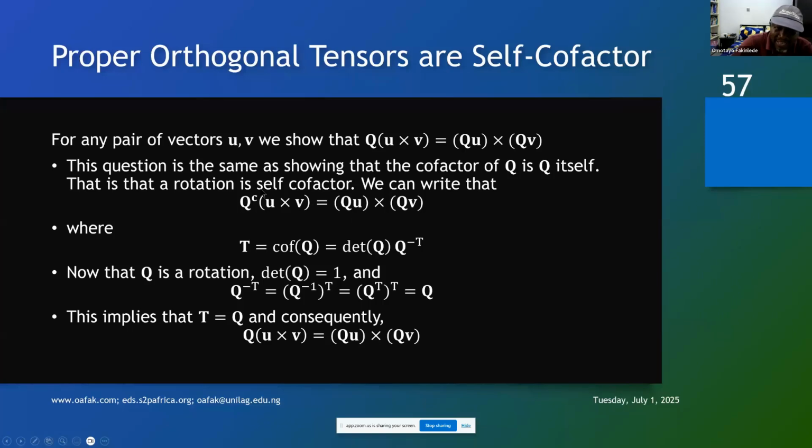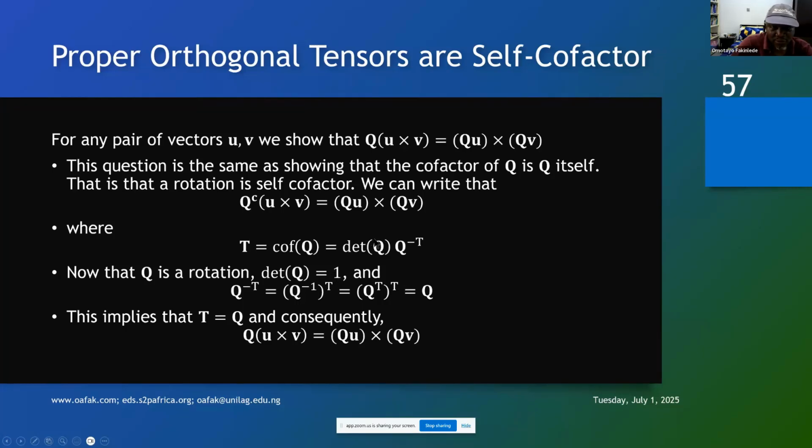You remember, this is how we define the cofactor. Whereas the cofactor is this, which is what you get from your algebra books: the determinant of Q times Q to the minus 1 transpose. Now, since Q is a rotation, the proper orthogonal tensor, the determinant of Q is 1.